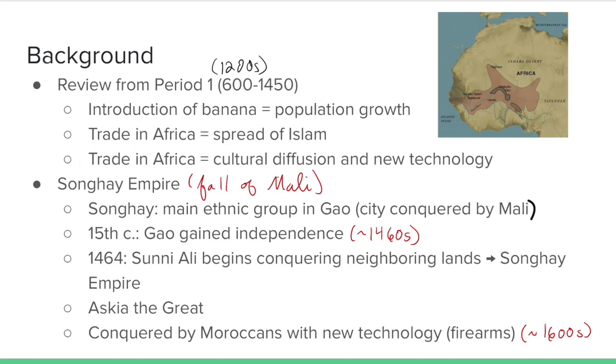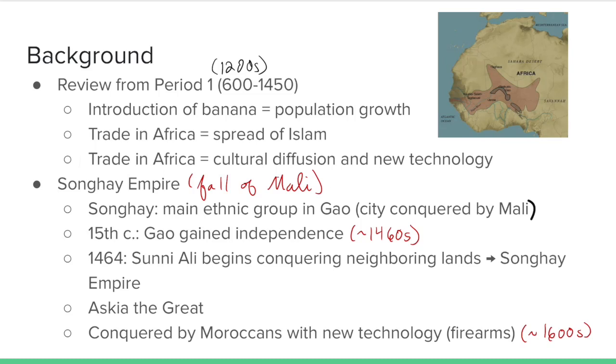The Songhai were the main ethnic group in Gao, which was the famous center of Islamic learning. They helped preserve Greco-Roman antiquity as well as new innovations throughout period 1. But they're also going to expand to conquer Gao as well. By the 15th century, and remember 15th century means 1400s, Gao gained its independence, and then eventually one of the Songhai rulers, Sunni Ali, is going to rise to power by conquering other areas and growing larger and larger.